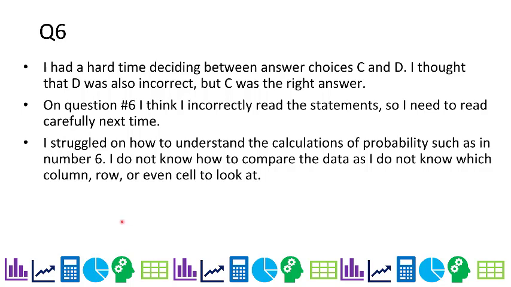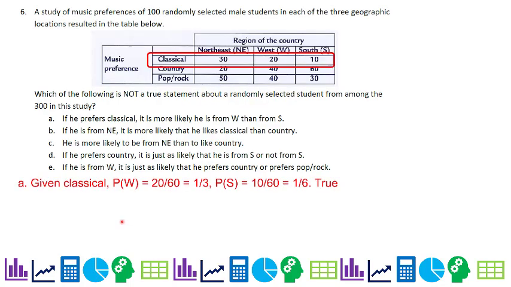Question 6, trying to decide between the answer choices. All right, so what I'm going to do is calculate for each of the answer choices, A, B, C, D, or E. So what are we looking at? A study of music preferences of 100 randomly selected male students in each of the 3 geographic locations resulted in the table below. Which of the following is not a true statement? So I'm going to write true and false for every statement, and we'll see which one is false.